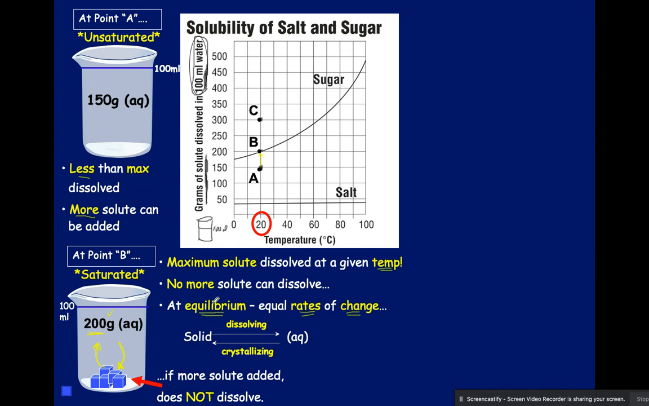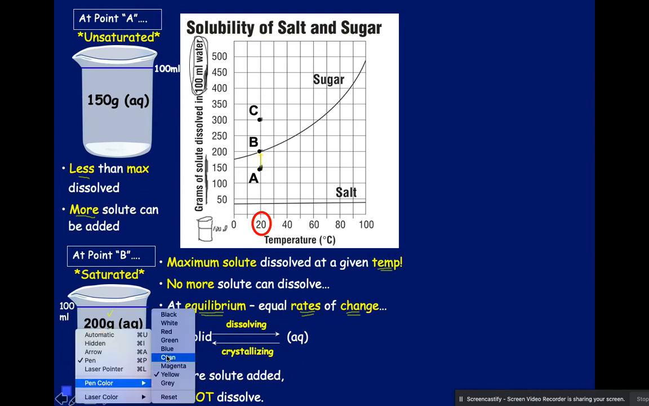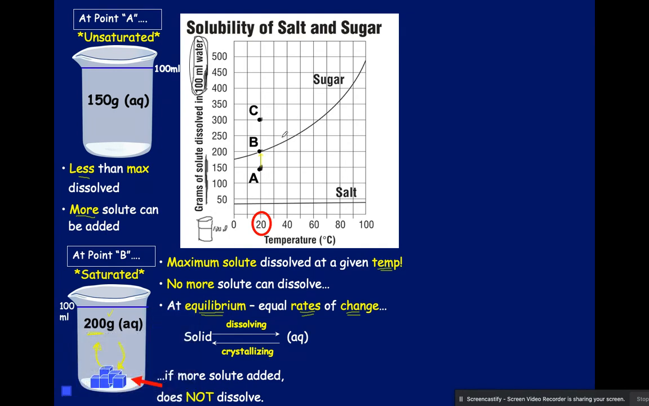Okay, so I'm going to show you a little clip on this, a little video, so you can see this actually in action. But that means you're on the line. So what's so significant about this line is that this ends up being something called a maximum. So this becomes a line of saturation.